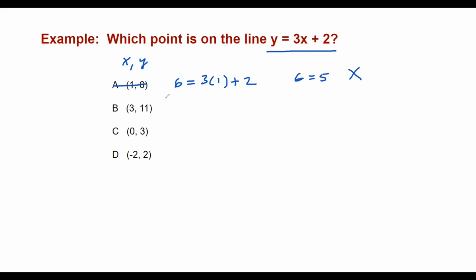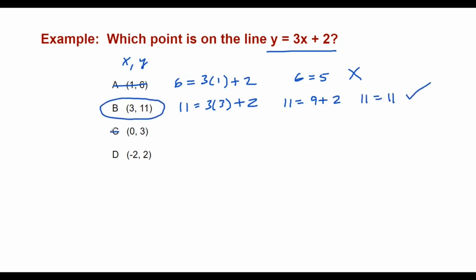Let's move on to B. Y is 11, is equal to 3 times 3 plus 2. This would simplify to 11 equals 9 plus 2, which is 11 equals 11. That's what we were looking for. There's our answer. We don't have to worry about C and D once we find the correct answer.